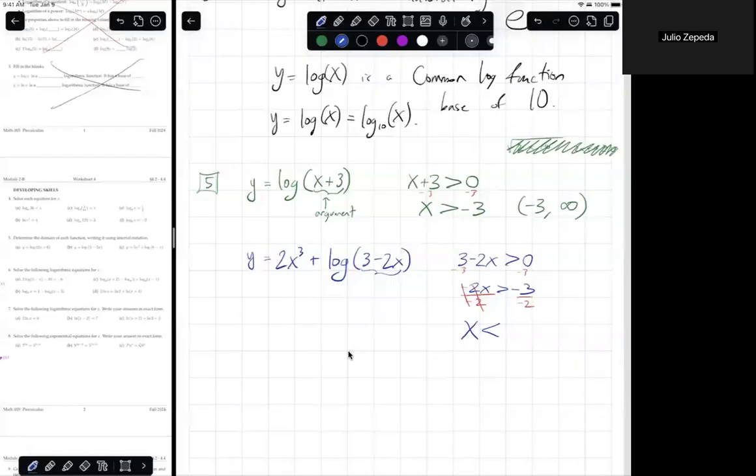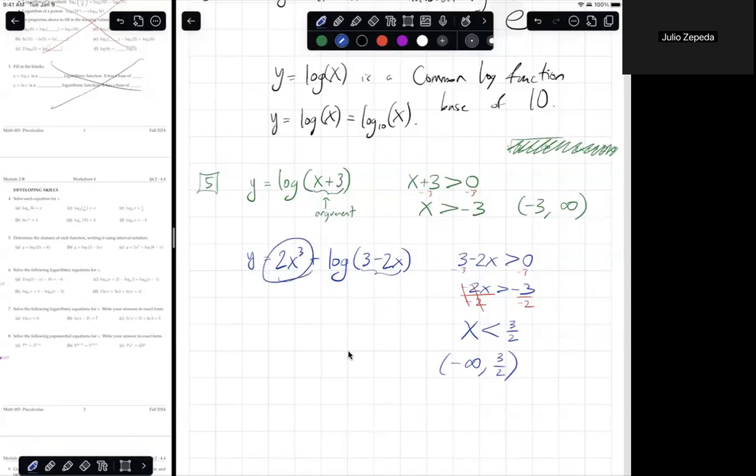If you have an equal sign, you might not notice that, because if you flip an equal sign, it's still an equal sign. So we get the negatives cancel, and we get 3 halves. X is less than 3 halves. And so the domain is negative infinity, all numbers less than 3 halves, to 3 halves, not including 3 halves.